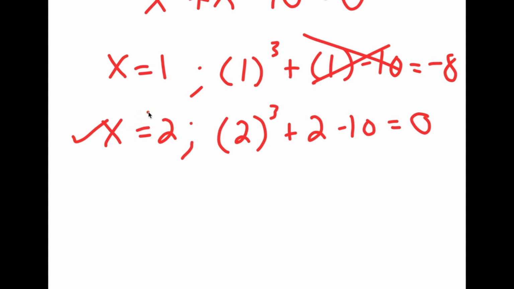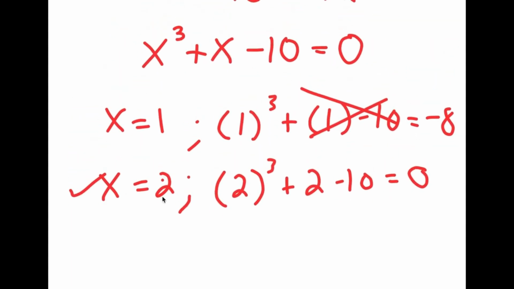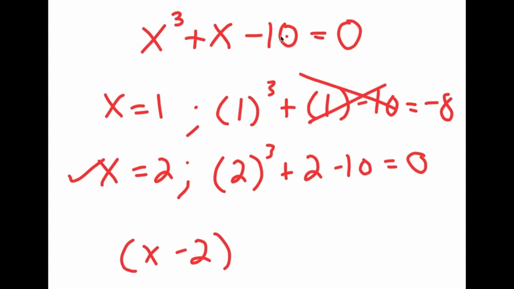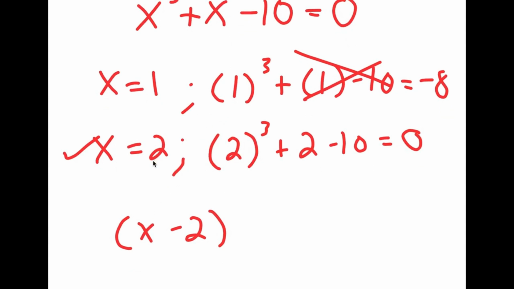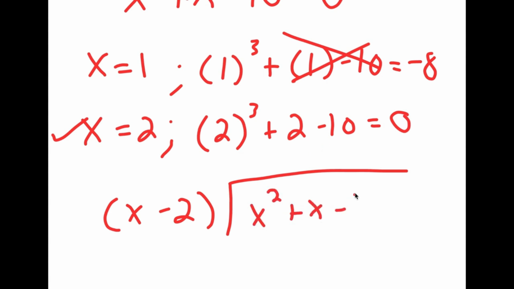So now that we have one solution of x, we can use this solution to find out the rest of the solutions. And how are we going to do that? Well, if x equals 2, this means that x minus 2 is a factor of our original equation, because if we plug in 2 for x, x minus 2 equals 0. This means that I have to divide x to the power of 3 plus x minus 10 by x minus 2.